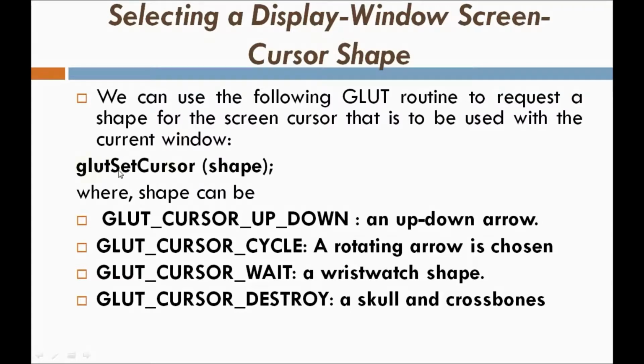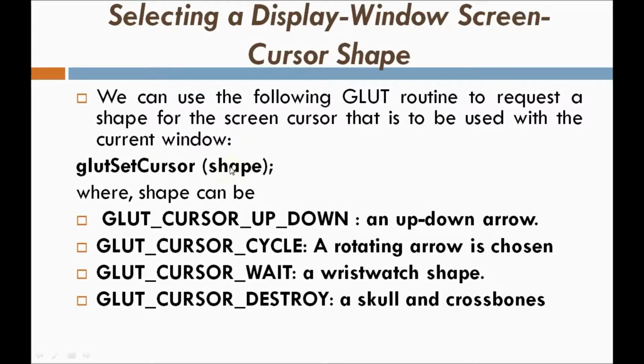So you should use the glutSetCursor command. Within that, you can use different shapes for the cursor. Here you can see my cursor is an arrow mark, but you can change the shape of the cursor. To do that, you can use glutSetCursor. What is the parameter for glutSetCursor? Shape is the parameter for that cursor command.